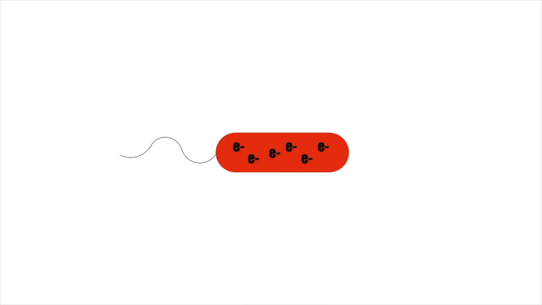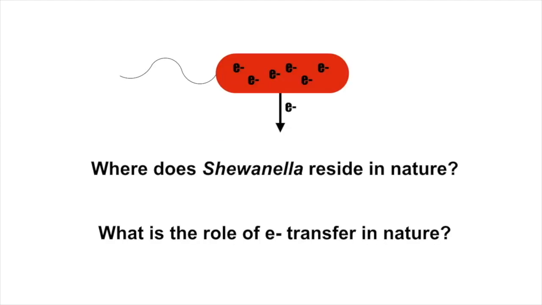Up to this point, most of the studies concerning Shewanella oneidensis revolve around its ability to be used in various biotechnological aspects. But what I'm interested in is, where does Shewanella reside in nature, and does electron transfer play a role in its environmental niches? And it just so happens that here at the University of Minnesota, we have one of those environmental niches readily available to us. And that niche is zebrafish.